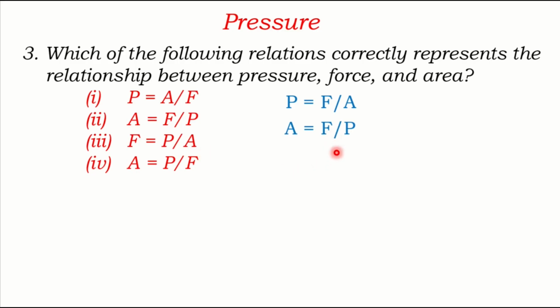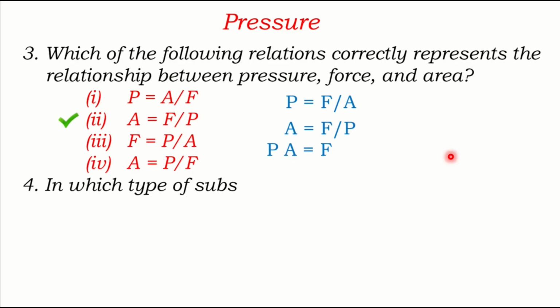F equals P by A. Now if F is taken to one side, the right hand side, let's say P is taken to the left hand side, then P into A equals F. F equals PA. Here, instead of P into A, P by A is written. That's why this option is also incorrect, and previously it was decided that A equals F by P, but A equals P by F is incorrect. So we have to tick the second option, which is the correct option.